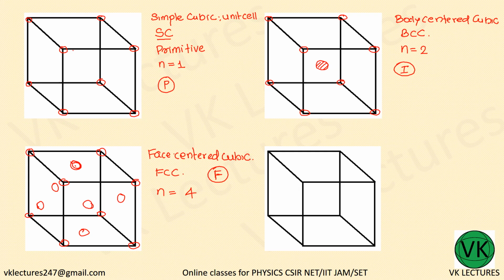Now the last is base centered. Here the corners of the cube are filled by one atom, each constituting 1 by 8th, and on the faces, the base and the top have one atom present, each constituting half, so the total number of atoms will be equal to 2.